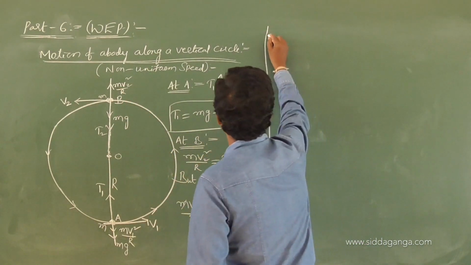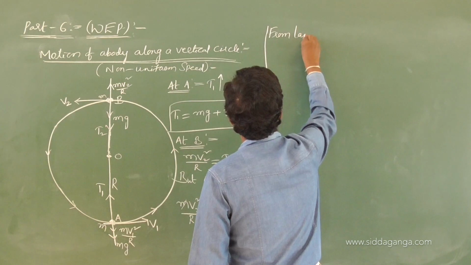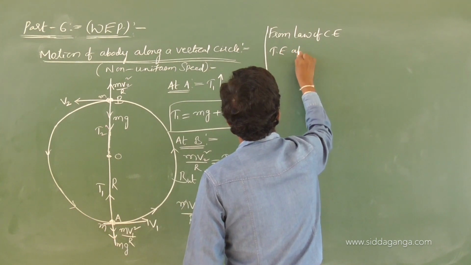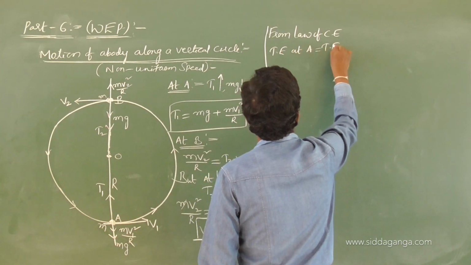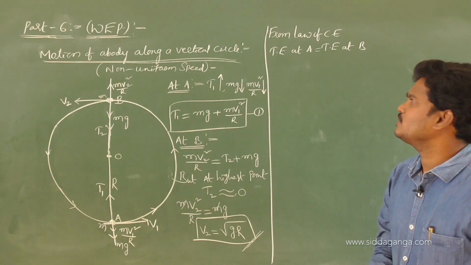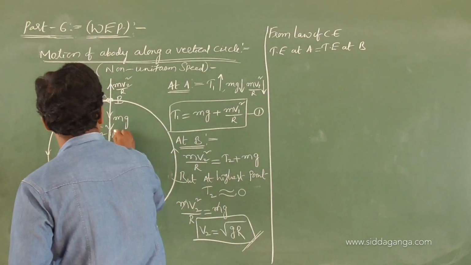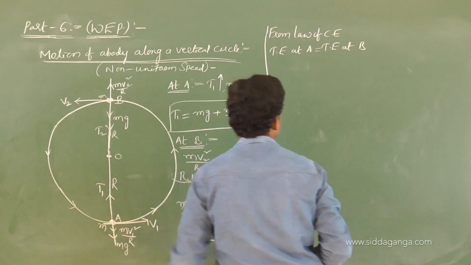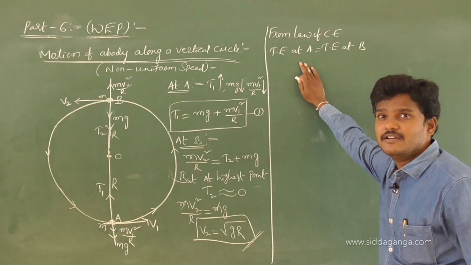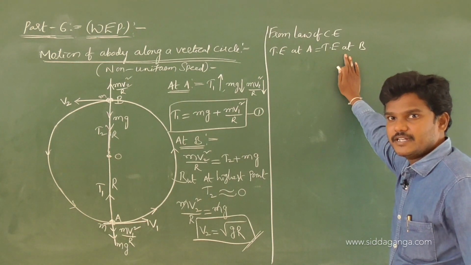So I am using the law of conservation of energy. Let me apply total energy at point A and balance it with total energy at point B. Because at B I know the velocity, that's why I am balancing the total energy at B with the total energy at A. This is also R, this is also R. Total energy at A is the combination of potential energy at A and kinetic energy at A. And at B also the same, potential energy at B and kinetic energy at B.